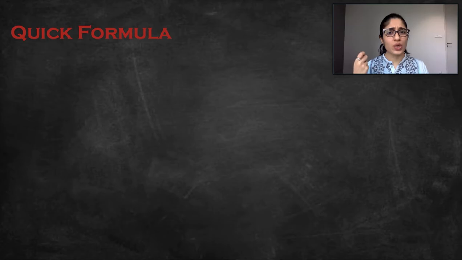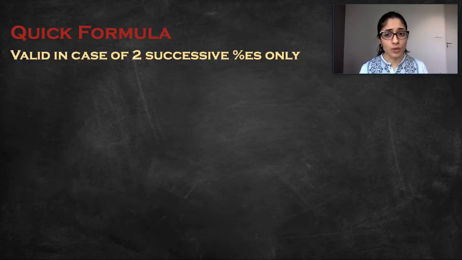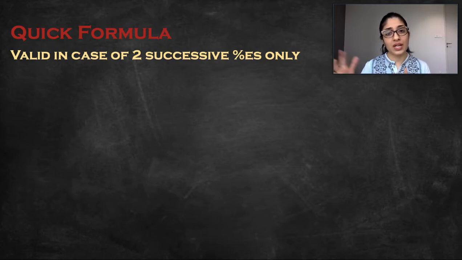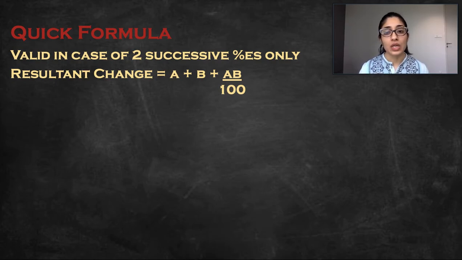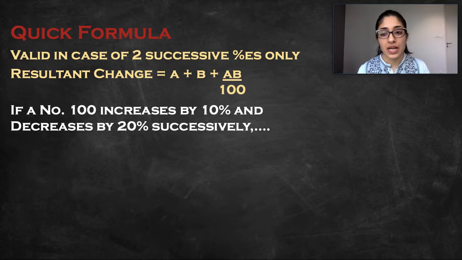Moving ahead to one quick formula that we can adopt, but it is valid only if we have just two successive percentages. In our previous questions, we had three successive percentages, so there this formula will not be applicable. But if we have only two percentages, I can use this quick formula, which is A plus B plus AB upon 100, where A and B are the two percentages we need to consider.